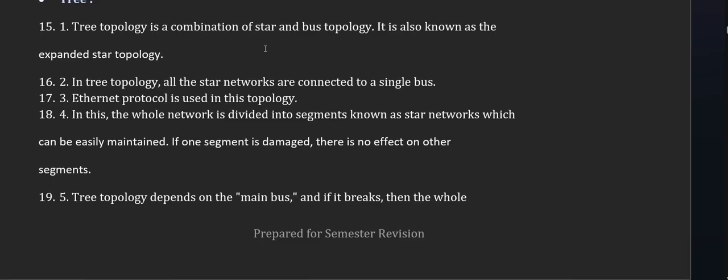Tree is a combination of star and bus topology. It is known as the expanded star topology because it merges bus and star together, so that all the star networks are connected to a single bus. Ethernet protocol is used in this topology. The whole network is divided into segments known as star networks, which are easily maintainable, and if one segment is damaged, there is no effect on other segments.